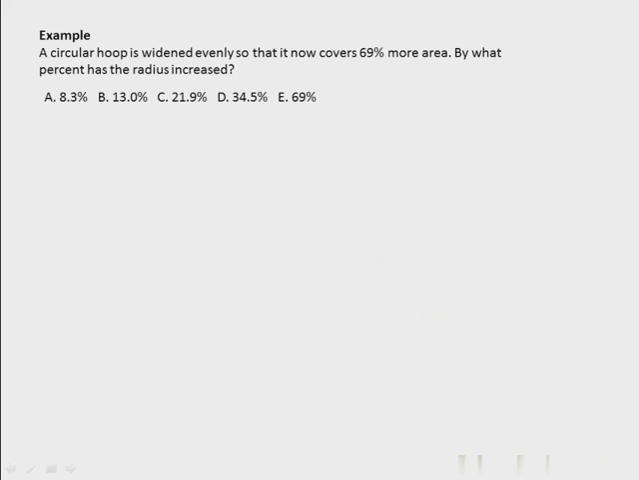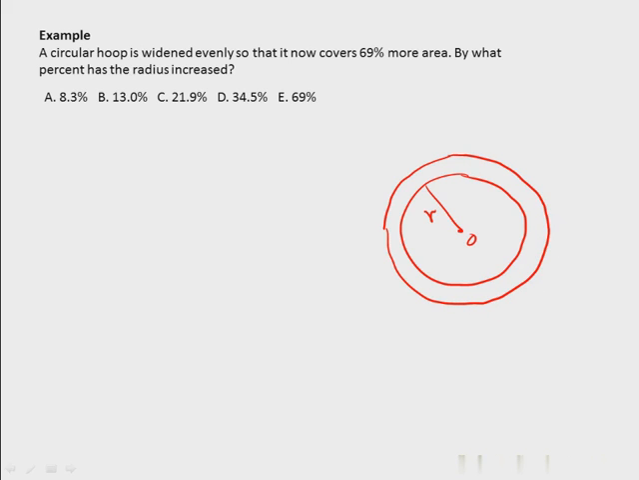A circular hoop is widened evenly so that it now covers 69% more area. So I have a hoop. This is the center. Let's say this is the radius. And I widen it evenly. That means now it's become a larger hoop. This is the new radius. And what's given? That the new area is 69% greater than the old area.